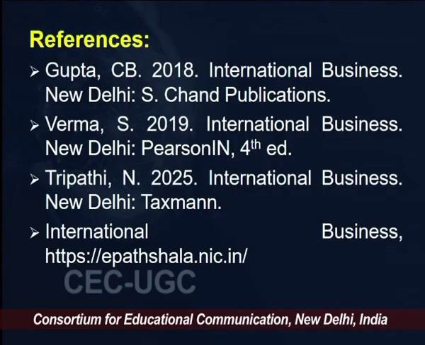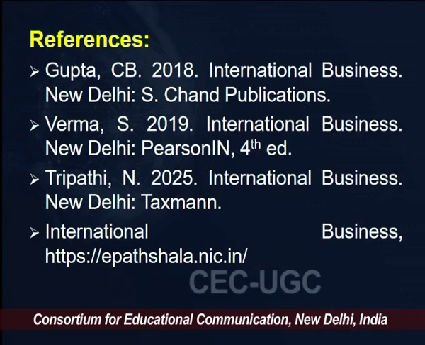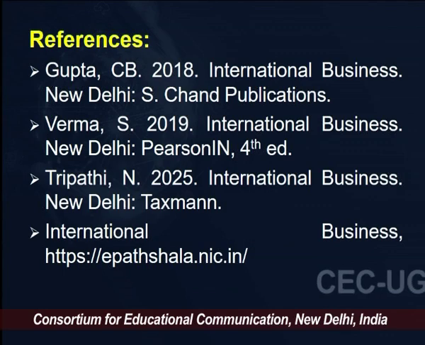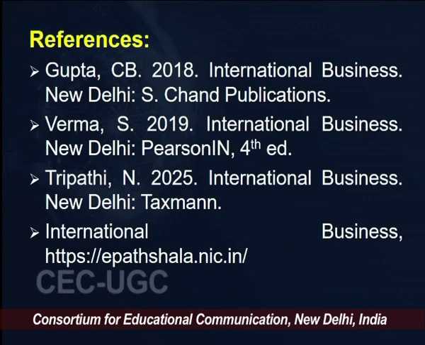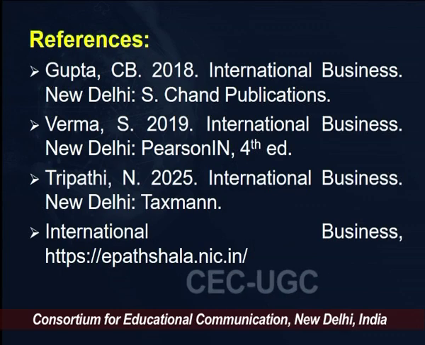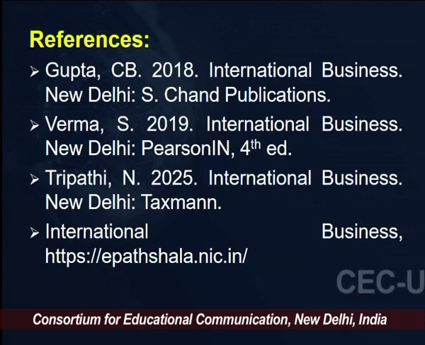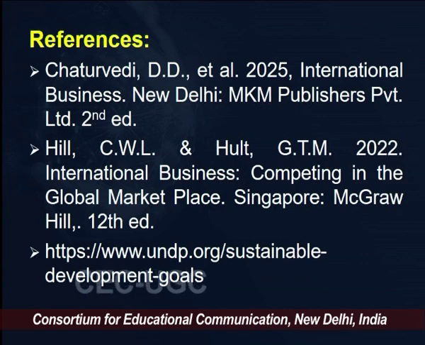Now, for your references, the books are one by C.B. Gupta, International Business, that is S. Chand Publications, Sumati Verma, there is Pearson Publication, Neeta Tripathi, Taxman Publication. You can also look into the website of ePathshala, then Chaturvedi and others, that is another book. Then Hill and Hult is a foreign author book. And for this particular topic, you can also visit the UNDP's website for sustainable development goals.